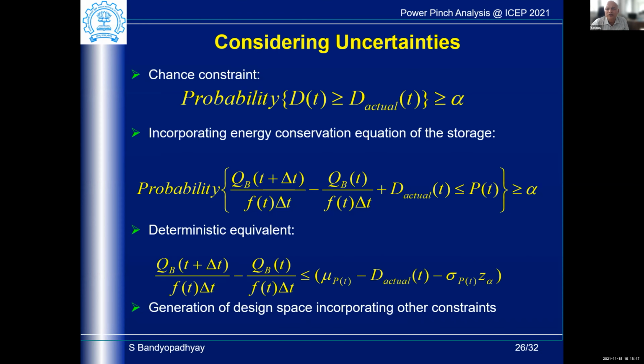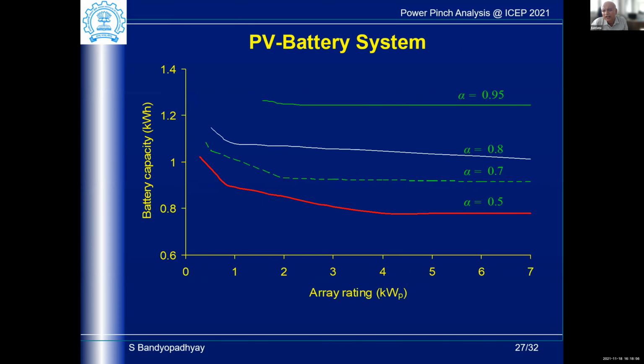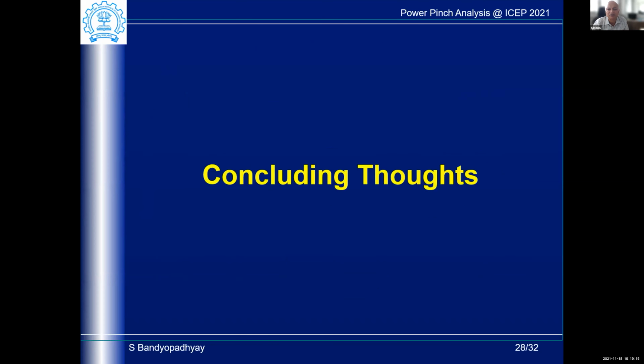We can also incorporate something known as uncertainty, how the uncertainty plays a role out there, and we can look for it. So for a given reliability, we can see how the sizing curve changes. The lowest one is a reliability of 50%. The topmost curve is a 95% reliability. So we can see that by increasing battery capacity, by changing the array rating, we can enhance the reliability of the system.